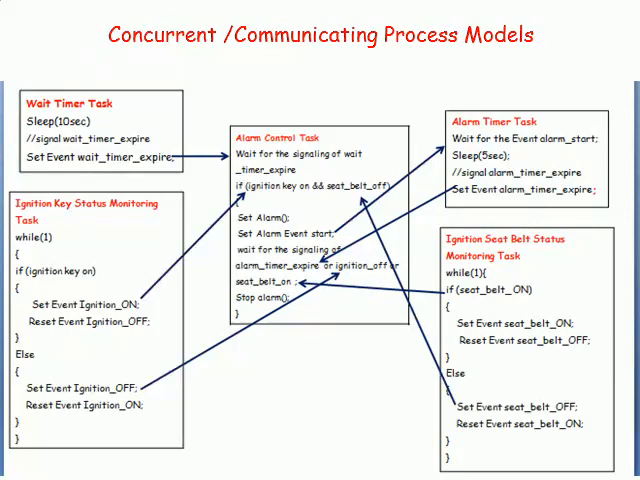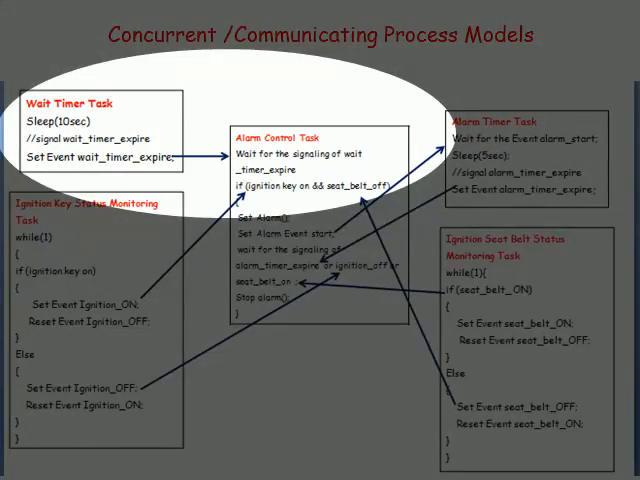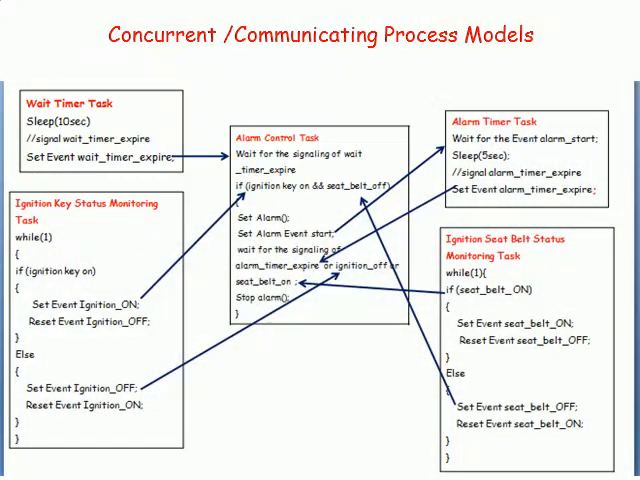So in this we have 5 tasks and we cannot execute them randomly or sequentially. We need to synchronize their execution through some mechanism. So we need to start the alarm only after the expiration of the 10-second wait timer, and that too only if the seat belt is off and the ignition key is on. Hence, the alarm control task is executed only when the wait timer is expired and if the ignition key is in the on state and seat belt is in the off state.